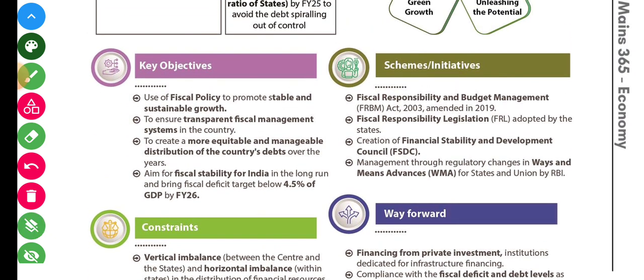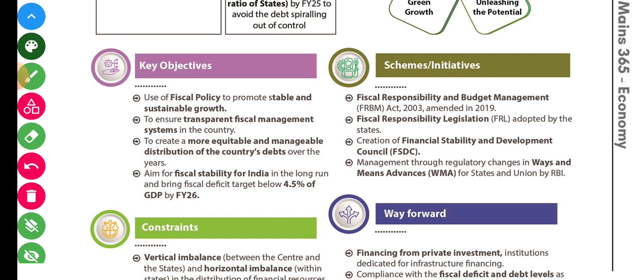Okay, key objectives of government finance: use of fiscal policy to promote stable and sustainable growth, to ensure transparent fiscal management systems in the country, to create a more equitable and manageable distribution of the country's debts over the years, aim for fiscal stability in India in the long run, and bring the fiscal deficit target below 4.5% of the GDP by financial year 2026. And keep this in your mind.